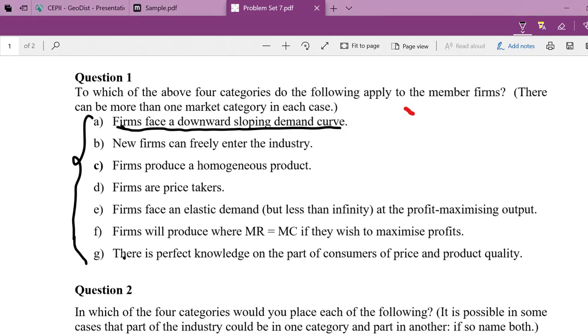Where did I, is it here? Alright, so B now. New firms can freely enter the industry in which of the four categories? Perfect competition. Perfect competition? Yeah. And? Exactly. Also in monopolistic competition. Remember the slides? The first slide I think we started last week showed you, and the previous week also showed you which categories.